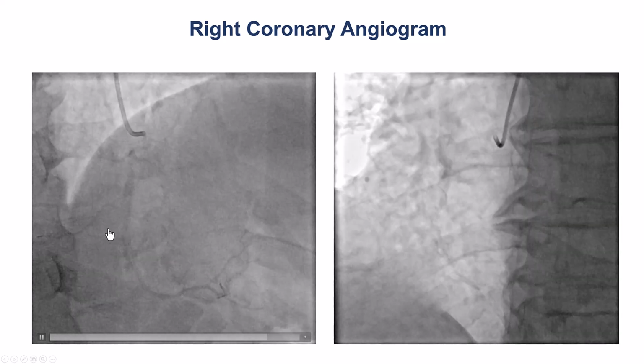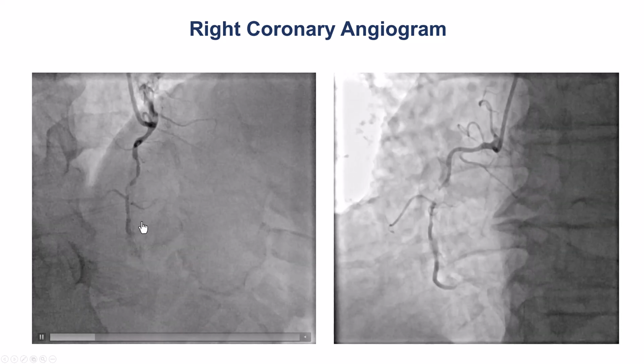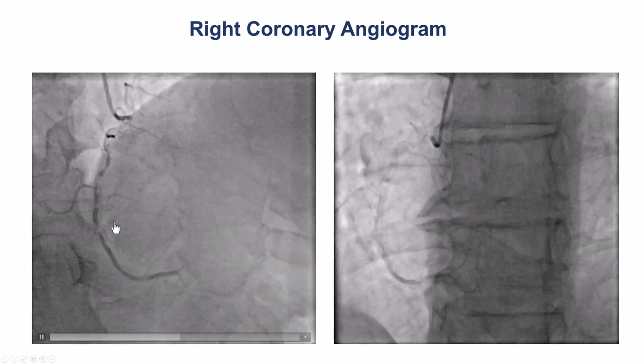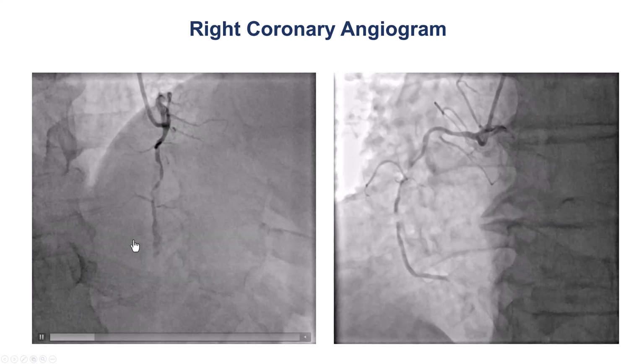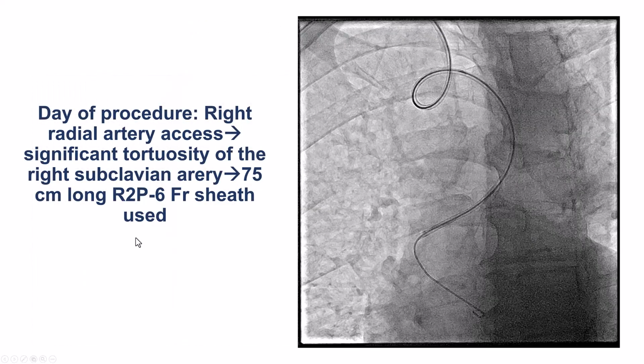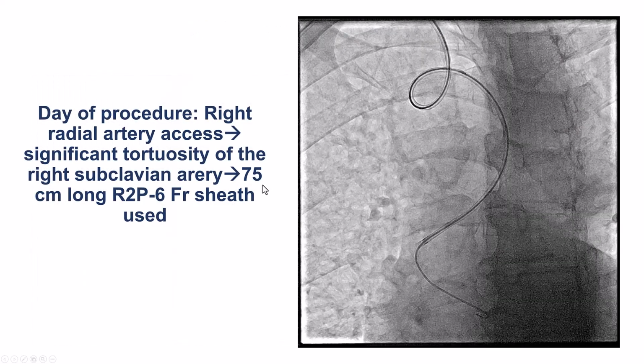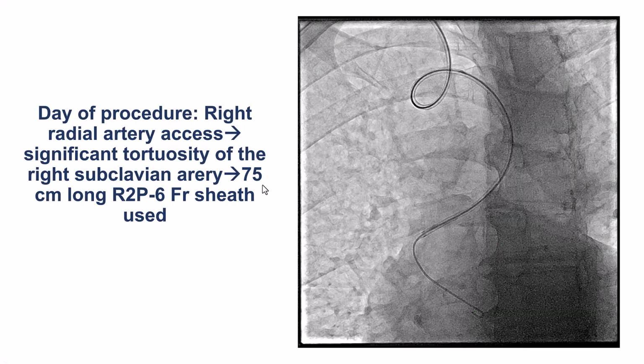And this actually can be misinterpreted. We did misinterpret it on original viewing as a potential continuation of the RCA, but in reality that was an acute marginal branch. So the patient came for CTO PCI.